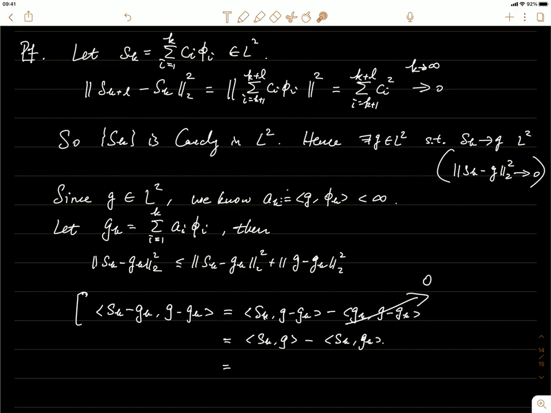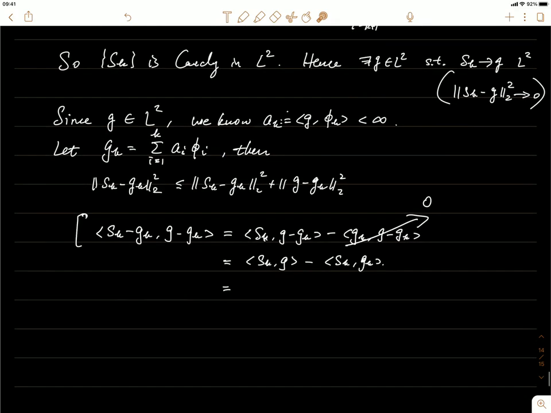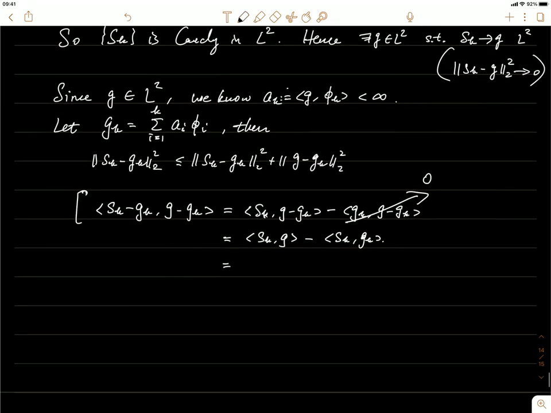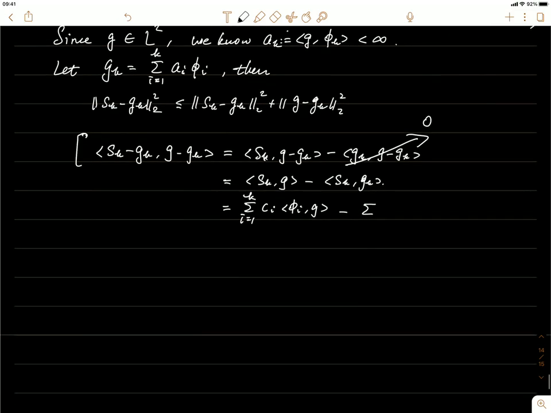The s_k is this. And g_k is this. So we just plug them in. We'll be able to show that this is just the sum of the c_i phi_i, for i from 1 to k, minus the sum of again the c_i phi_i and the g_k for i from 1 to k.